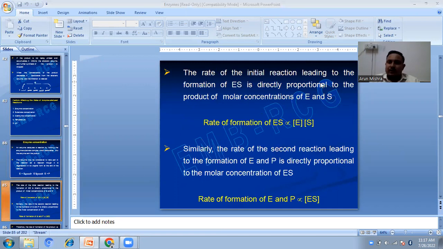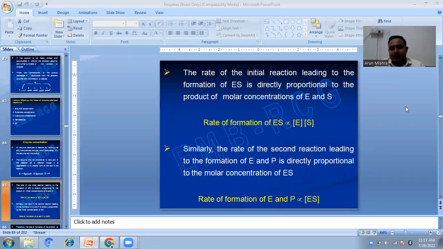The rate of the initial reaction leading to the formation of enzyme substrate complex is directly proportional to the product of the molar concentration of enzyme and substrate. This simply means that the rate of formation of complex is directly proportional to the product of concentration of enzyme and substrate. Similarly, the rate of the second reaction leading to the formation of product and enzyme is directly proportional to the concentration of enzyme substrate complex.